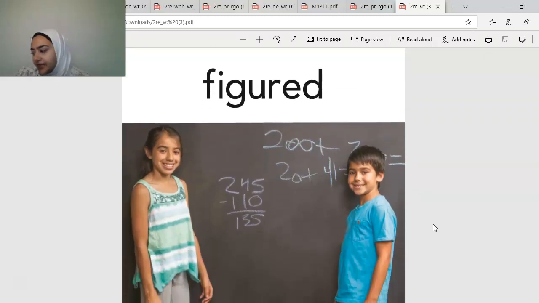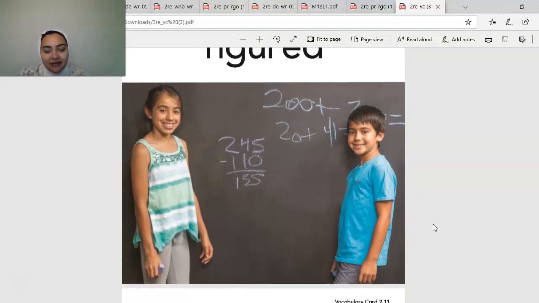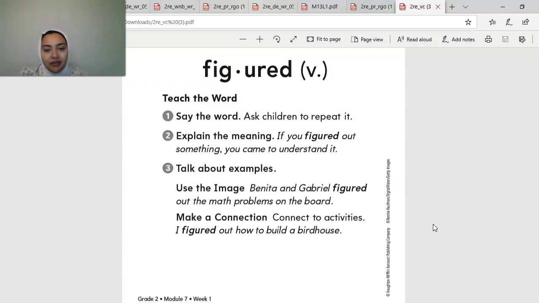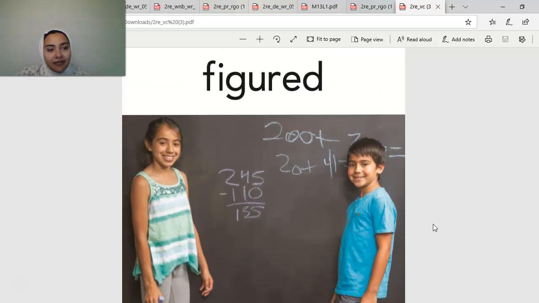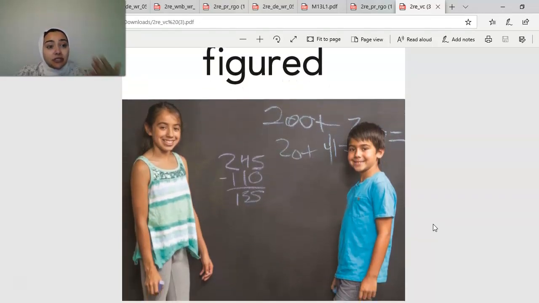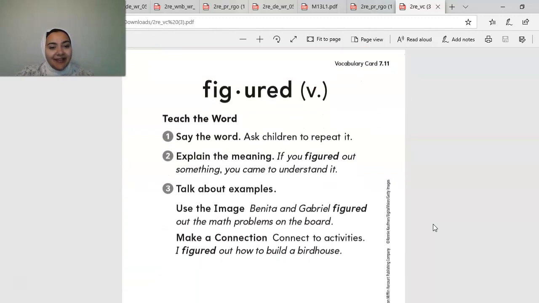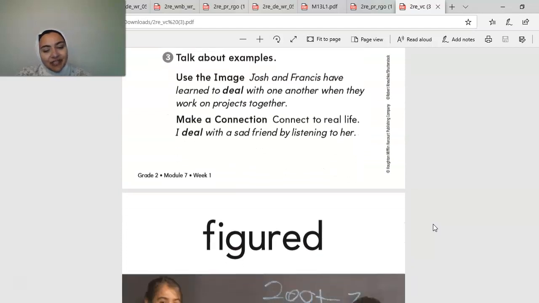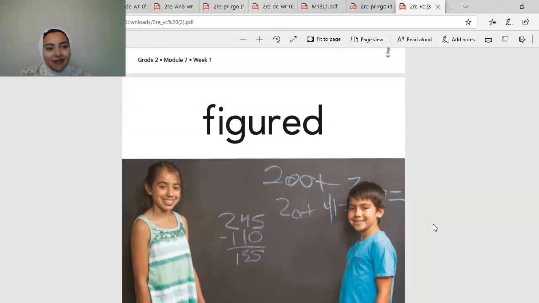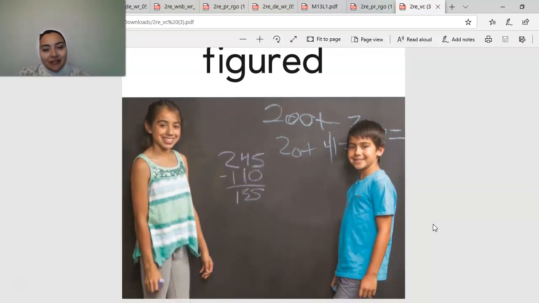We have the word figured. We have two kids and they're writing math problems on the board. If you figured out something, you came to understand it. So, oh, I figured it out. You came to understand it. You're starting to understand it now. And that's why sometimes when you guys ask me the same question 100 times, I tell you, figure it out. Figure it out means think about it for a little bit and then you'll come to understand.